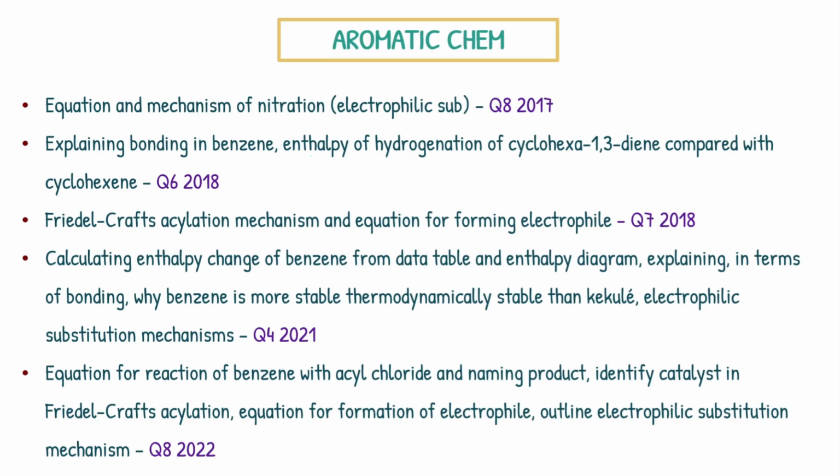Next up, explain the bonding in benzene, okay? The enthalpy of hydrogenation of cyclohexa-1,3-diene compared with cyclohexene. Okay, this came up in 2018. So brush up on the enthalpy side of things for the aromatics. Next up, Friedel-Crafts acylation. This is just another type of electrophilic substitution, okay? Another mechanism for that. And again, equation for forming the electrophile. Okay, catalyst as well. Memorize the catalyst.